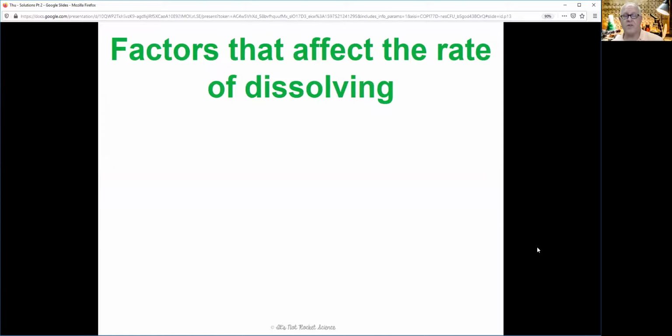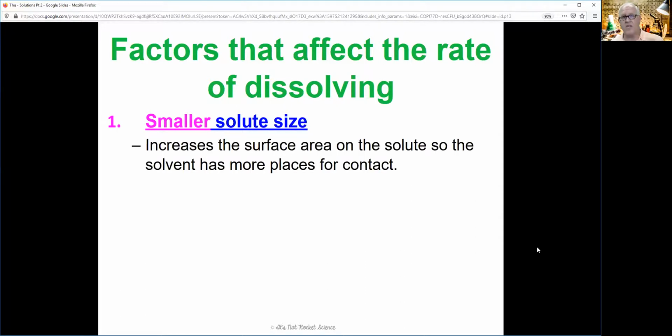And so whenever you're dissolving salt in water, the process of dissociation is happening. And there are some other factors that affect the rate of dissolving. One, of course, is smaller solute size. The smaller the solute, it increases the surface area so that the solvent has more places for contact.